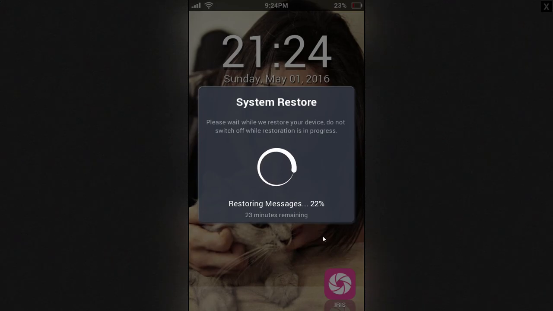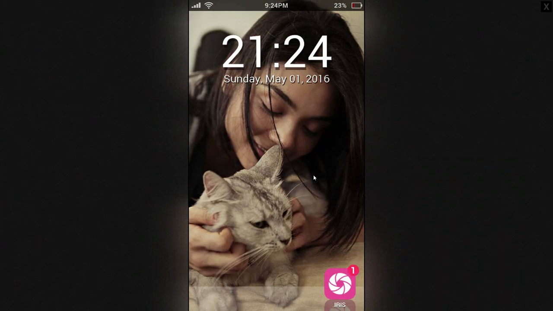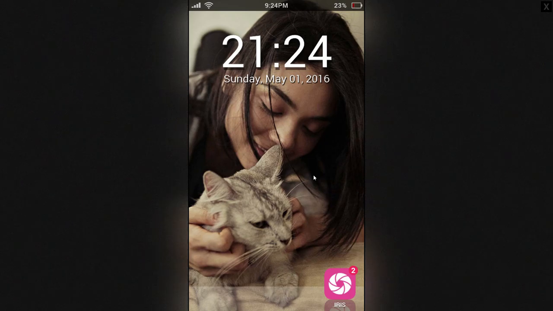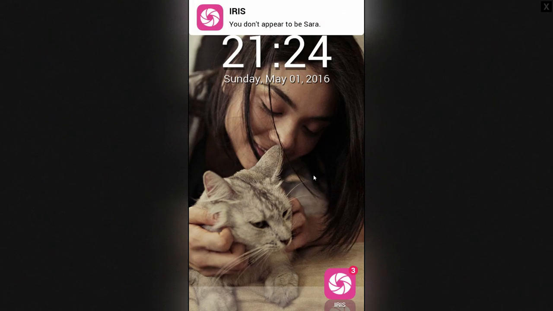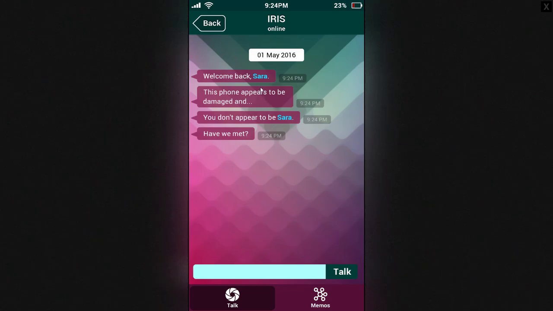Okay, looks like whatever app that is popped up. Oh, wonderful. That was wonderful. I was reading the message about restoring, that it was restoring messages on the phone, so I wasn't expecting to see that. So this thing named Iris is messaging us. It's like some kind of AI.